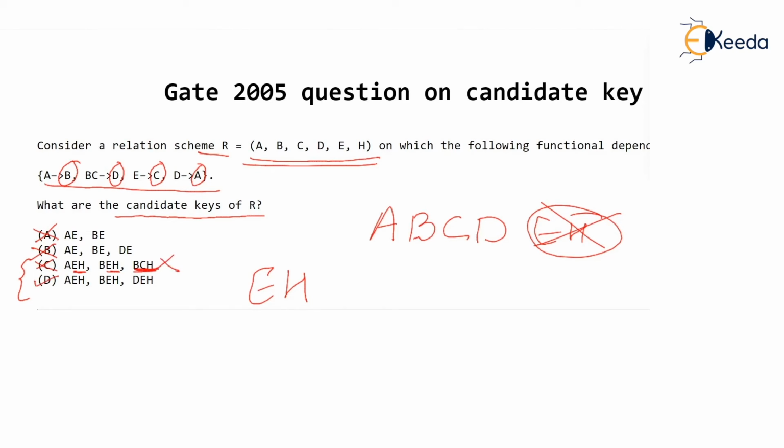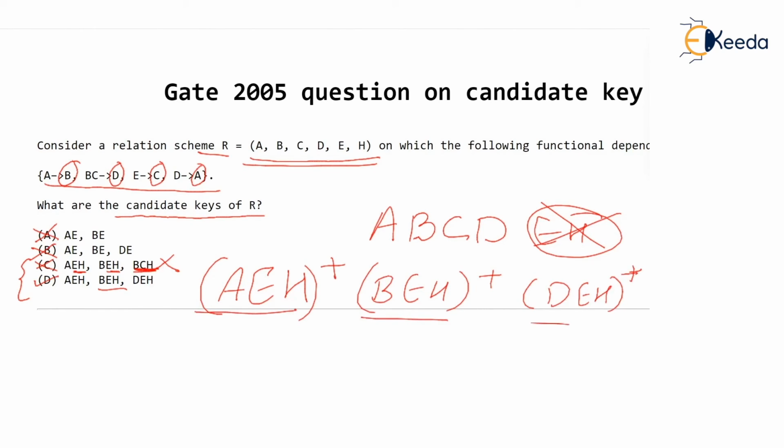Confirm it if you find AEH closure, and then you find BEH closure, and you find DEH closure. These closures are going to contain all the attributes. So these are the candidate keys.